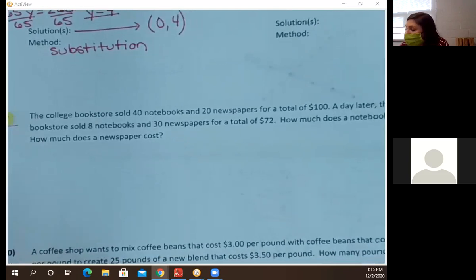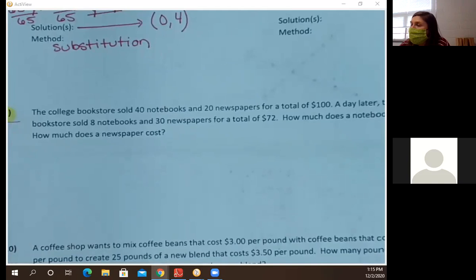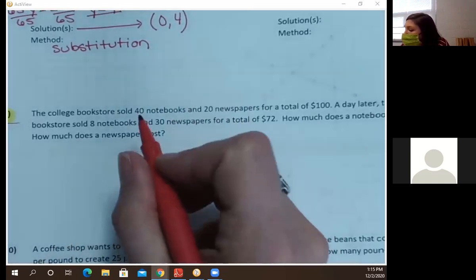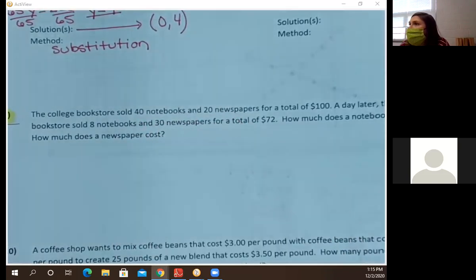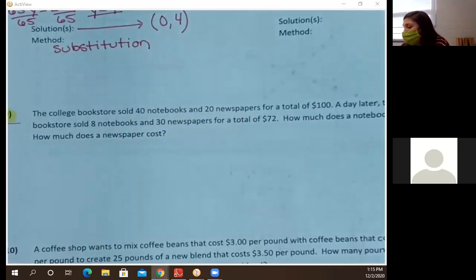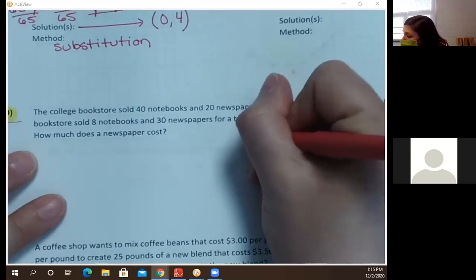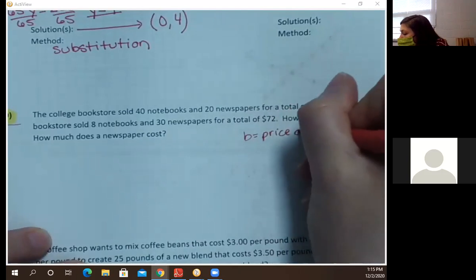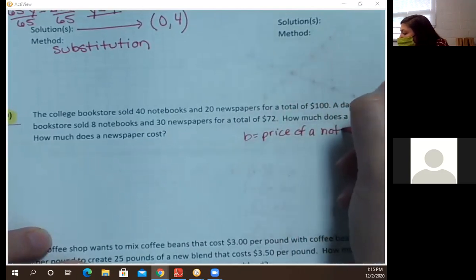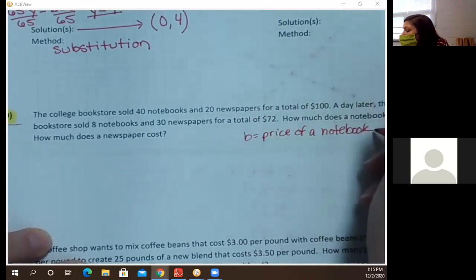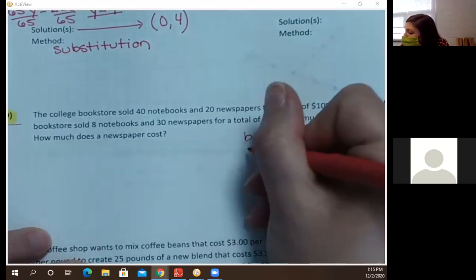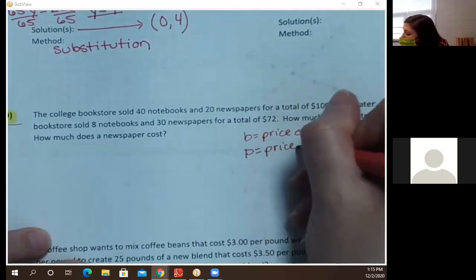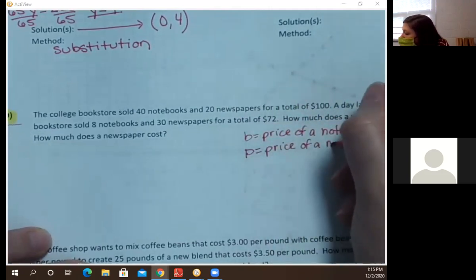So same idea as that ticket problem that we did a few minutes ago. The big difference here in setup is that this time I know how many of each of these things I sold. What I don't know is the price. So I'm going to let B be the price of a notebook. If you want to use X and Y instead, that's fine. And then I'm going to let P be the price of a newspaper.